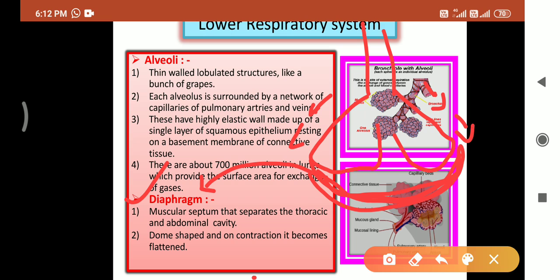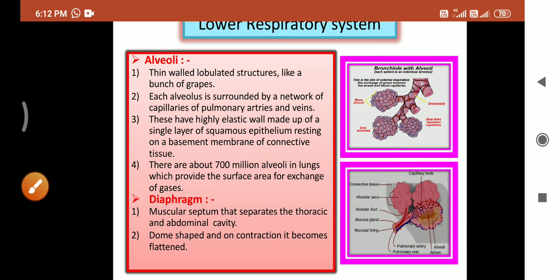It divides your body into an upper and a lower region. On the upper side is the thoracic cavity, and on the lower side is the abdominal cavity. So the diaphragm is a muscular septum that separates the thoracic cavity and the abdominal cavity. It is dome shaped, which is very important, and on contraction it flattens.